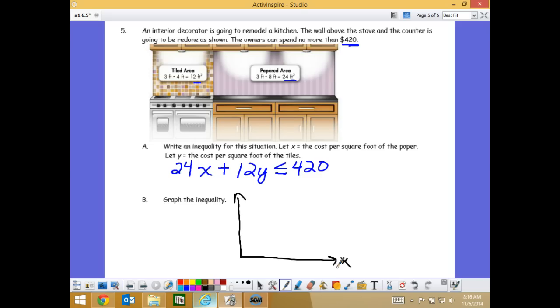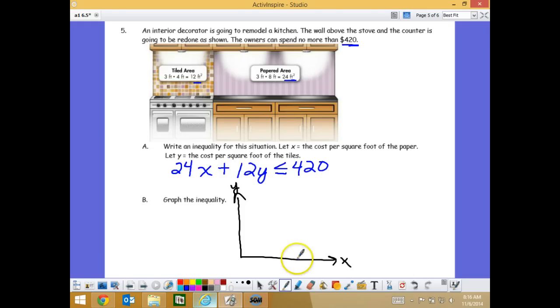Here's X, and here's Y. And so since this is in standard form, the first thing we're going to do is graph that boundary line by finding those X and Y intercepts. So to find the x-intercept, we're going to take out the y. So we have 24x equals 420. So 420 divided by 24, that x-intercept is 17.5.